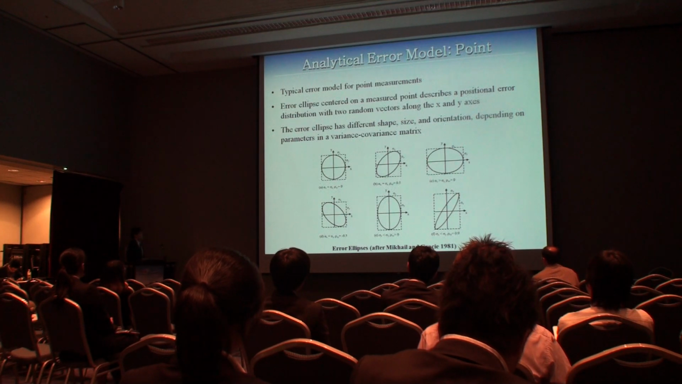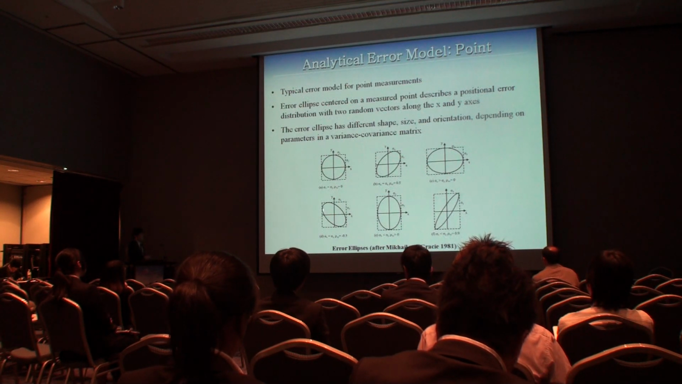The error ellipse is the typical error model for point measurement. Like the pictures on the slide, these error ellipses have different shapes, sizes, and orientations depending on the parameters in the covariance matrix.